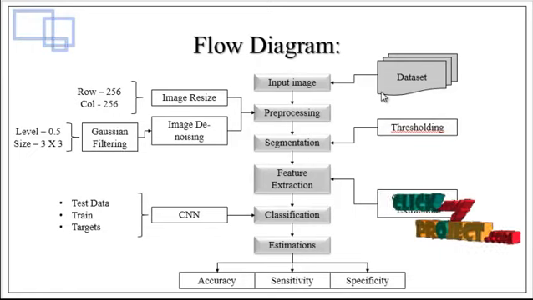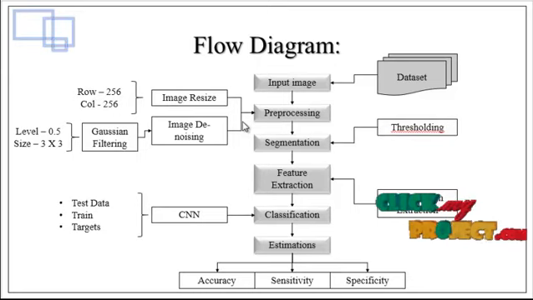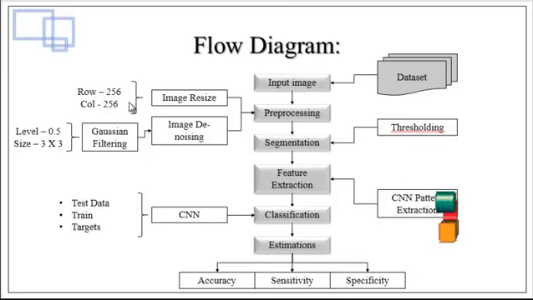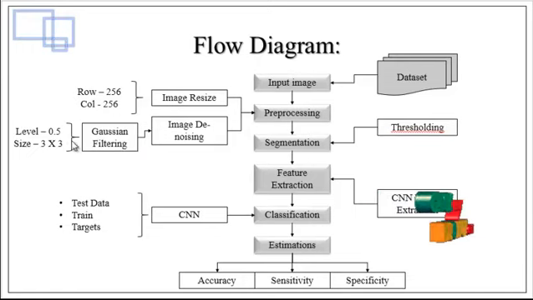After getting the image from the dataset, we move on to the next step, that is pre-processing. In this pre-processing, we have two stages: one is image resize, and the other one is image denoising. The image resize is to resize the image into an optimum size of 256 x 256. That means the number of rows will be 256 and the number of columns will be 256. Once the image resize is completed, the image will be denoised by means of the Gaussian filtering method. The level of Gaussian filtering is 0.5 and the size of the Gaussian filter will be 3x3.